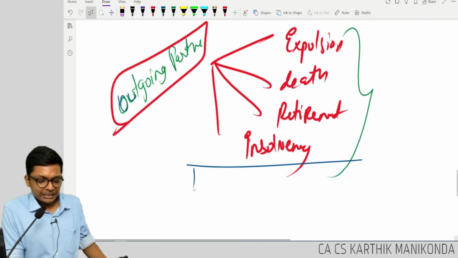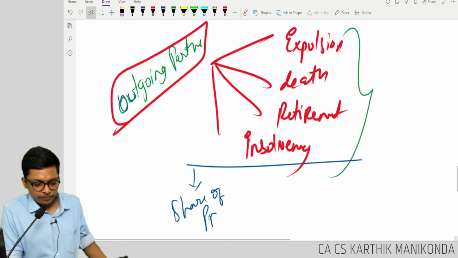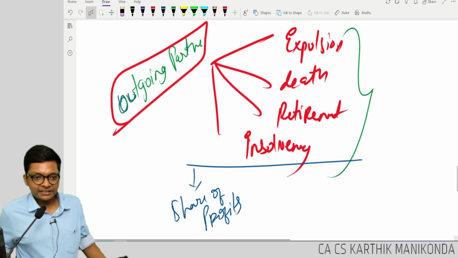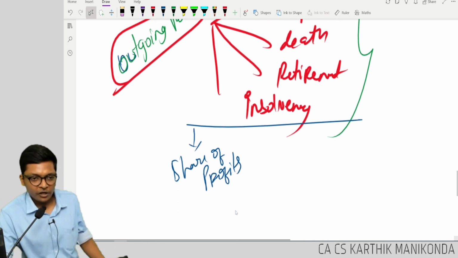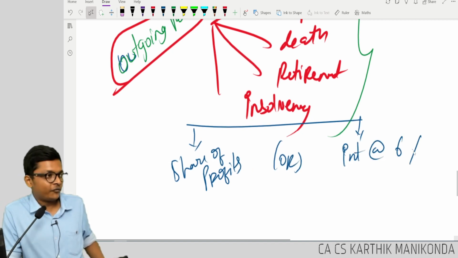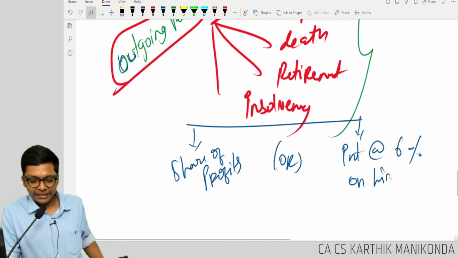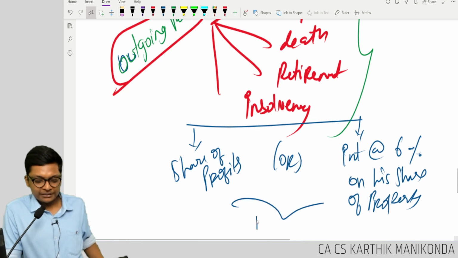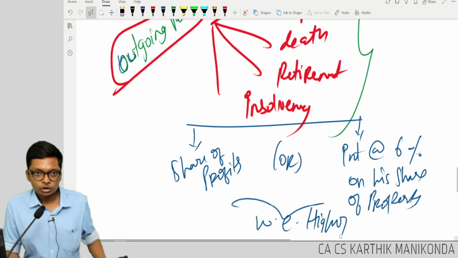Right to claim his share of profits, or he can claim interest at the rate of 6% on his share of property at his choice. His choice is generally whichever is higher. So are you following, guys?